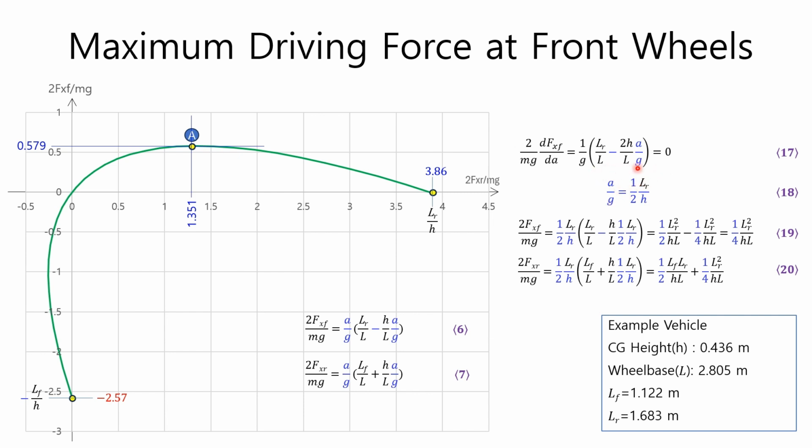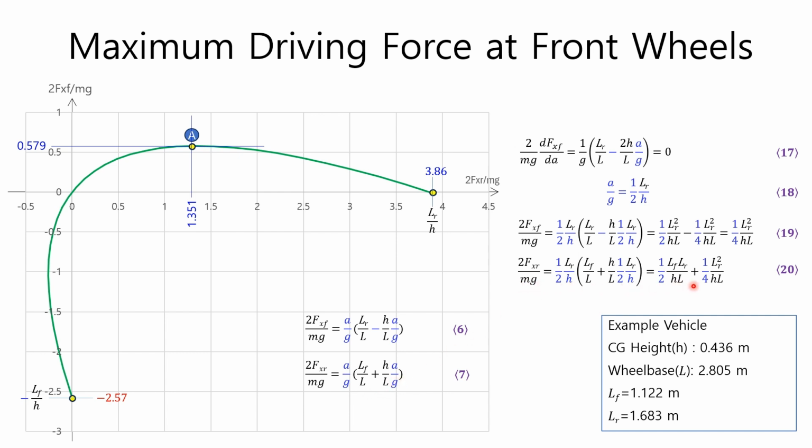If equation 17 is solved for g units, equation 18 can be obtained. If the g unit value of equation 18 is substituted into equation 6, equation 19 can be obtained, and this result represents the maximum driving force of the front wheels. As shown in the figure, this value is 0.579, which is the vertical coordinate of point A. At this time, the horizontal coordinate of point A represents the rear wheel driving force when the front wheels produce maximum driving force. The equation for this can be obtained by substituting the g-unit expression of equation 18 into equation 7, as shown in equation 20.